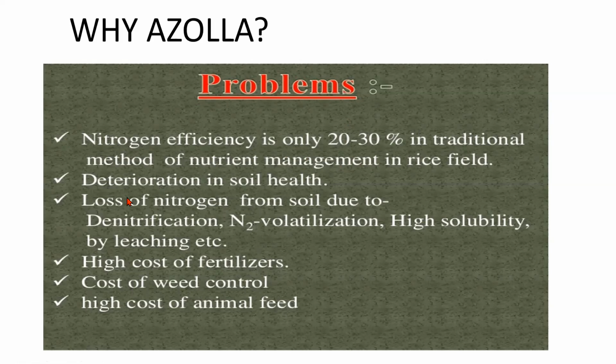Another problem with chemical nitrogenous fertilizer is that it changes the pH of the soil. It changes the pH of the soil, so it leads to ill health of the soil. The soil becomes less fertile and very weak to support plant growth. Otherwise also there is loss of nitrogen due to denitrification and leaching, as I already told you.